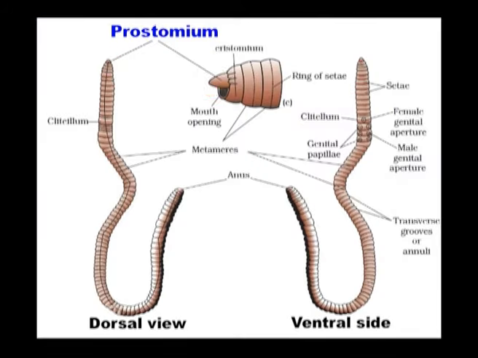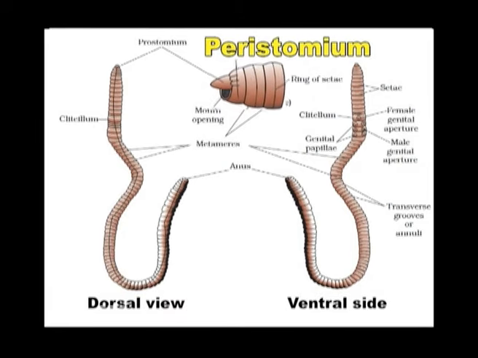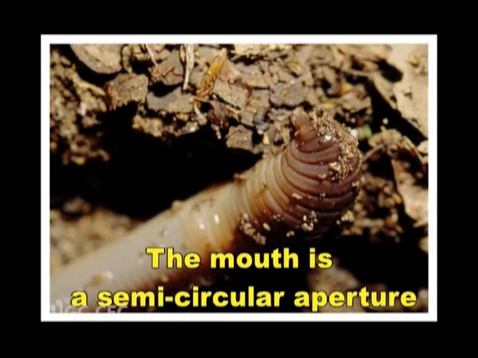Segmentation and external apertures. Prostomium. It is situated at the anterior end in the first segment. It is a prolonged, small, fleshy, rounded lobe originated from the peristomium. The first segment at the anterior end of the body is known as peristomium. It has longitudinal wrinkles. Mouth. It is situated on the first segment at the anterior end. The mouth is a semicircular aperture.